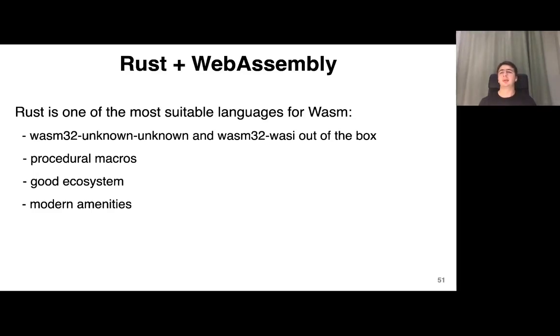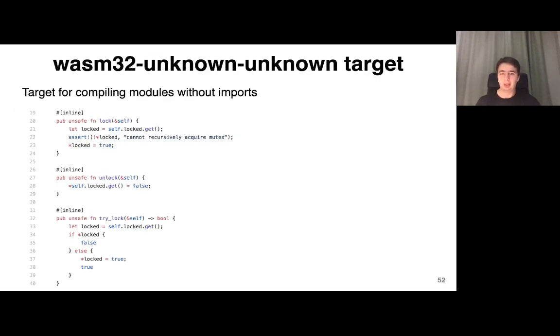The third one is a good ecosystem. There are a lot of libraries, there are a lot of examples, so there are a lot of people that can help you. And also modern amenities. That means there are a lot of tools, and also a lot of active communities in the world. So here I think you can believe that Rust is one of the most suitable languages for any projects that relate to WebAssembly.